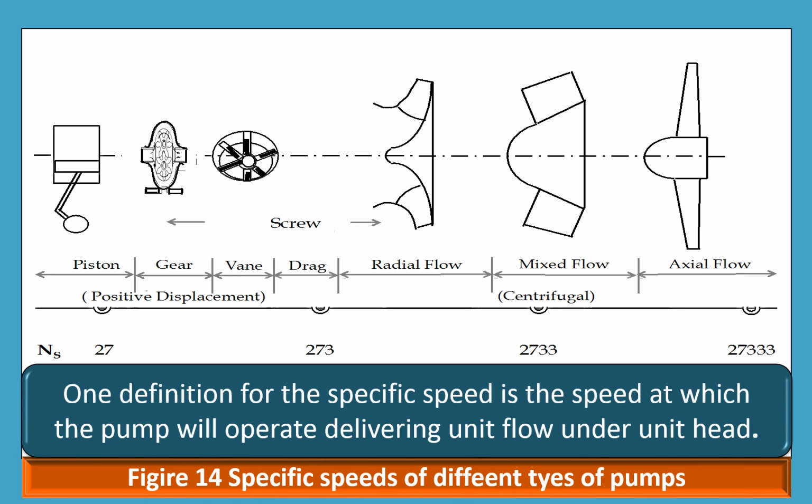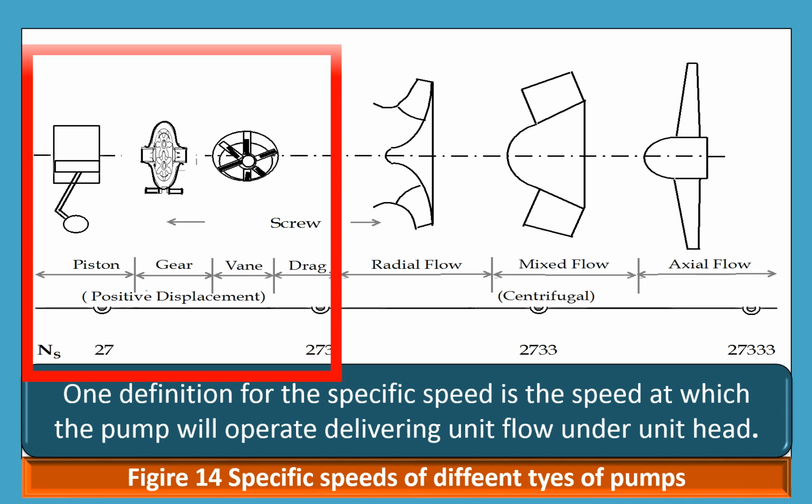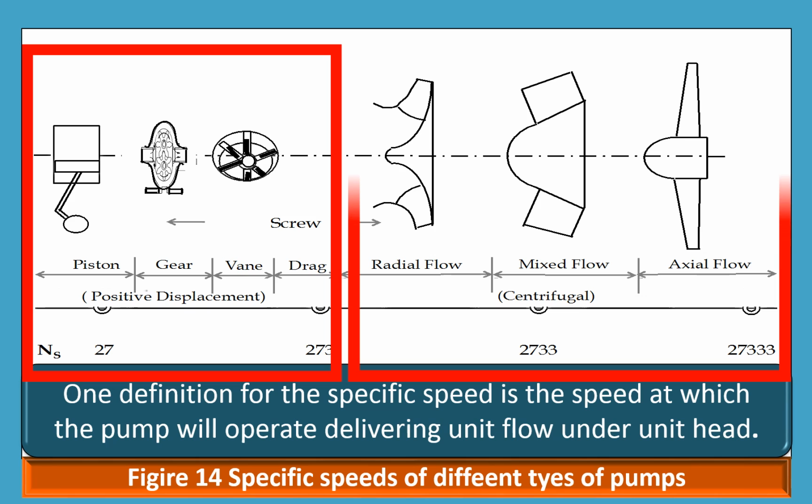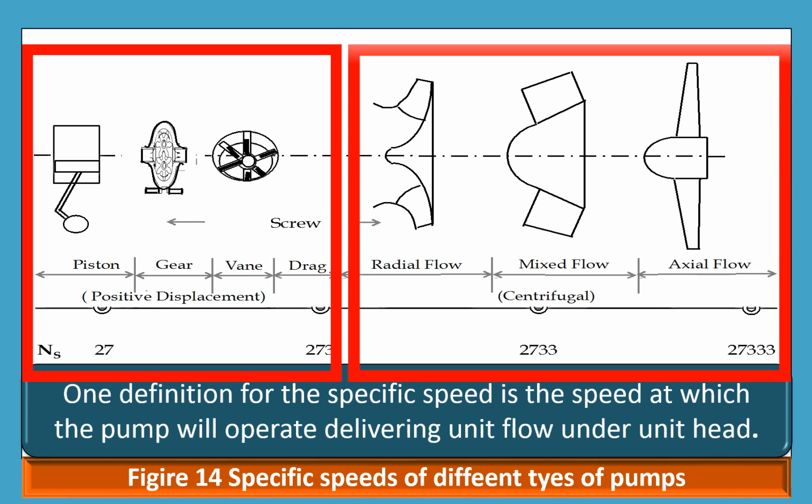Positive displacement pumps have low specific speed, ranging from 27 to 275. Centrifugal pumps have the specific speed varying from 500 to 20,000. Reciprocating pumps have the lowest specific speed. That means the lowest flow to head ratio.